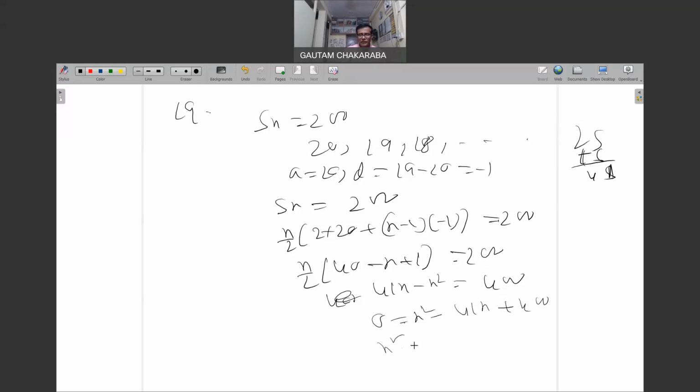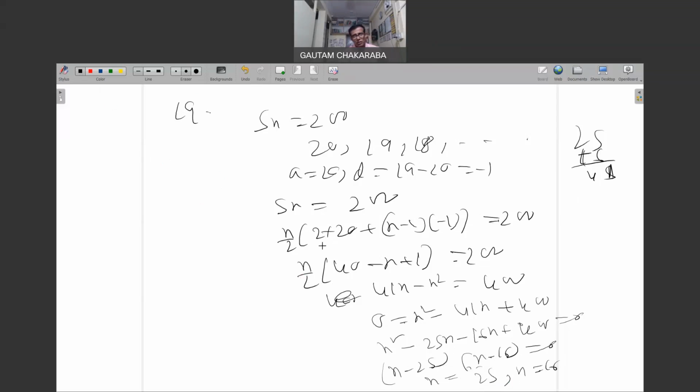So apply the middle term split: split the middle term 41 into 25 and 16. So n square minus 25n minus 16n plus 400 is equal to 0. So (n minus 25)(n minus 16) is equal to 0. So either n is equal to 25 or n is equal to 16. So the answer is that either 25 rows or 16 rows are possible.